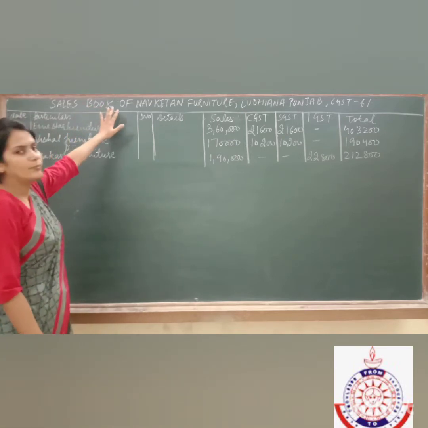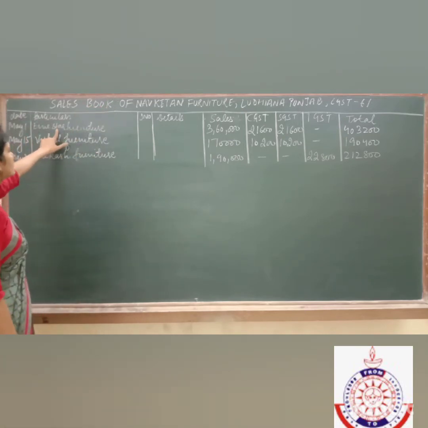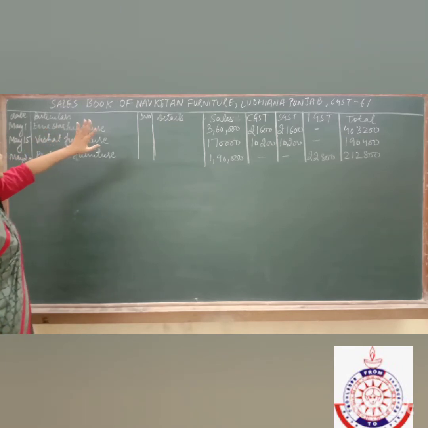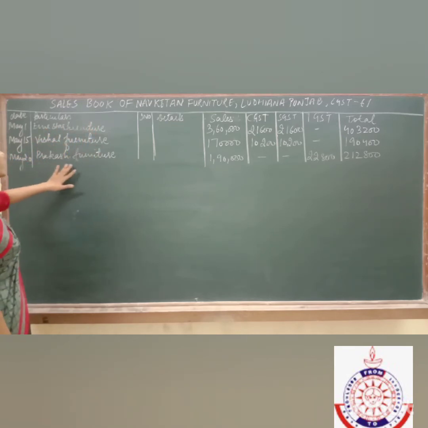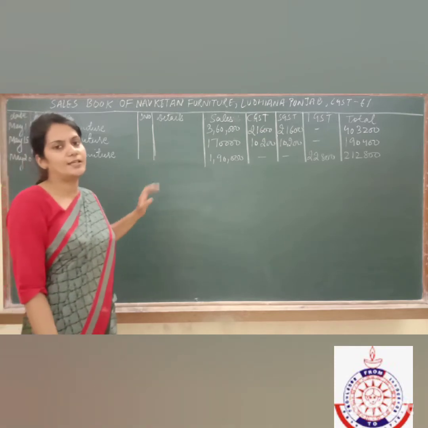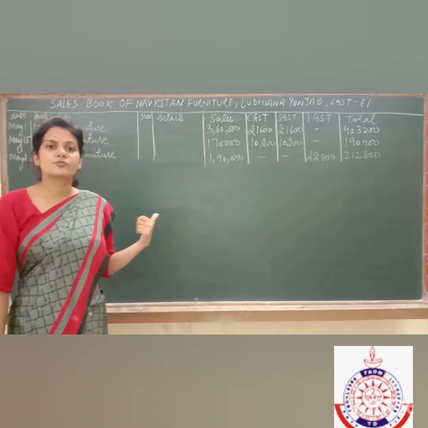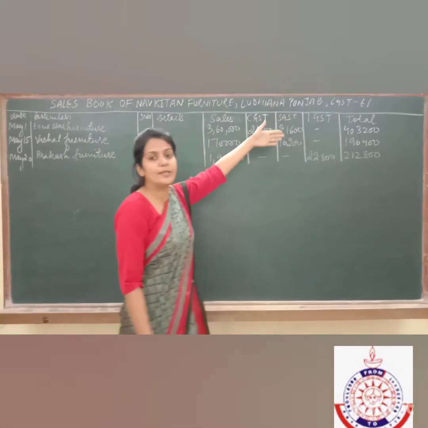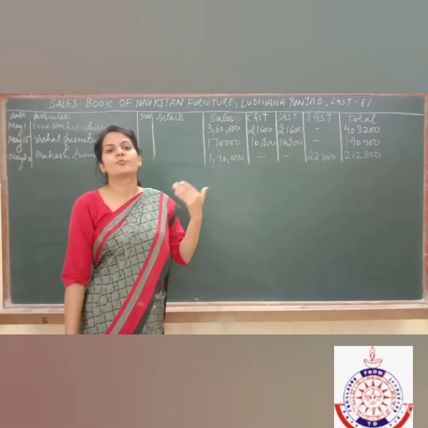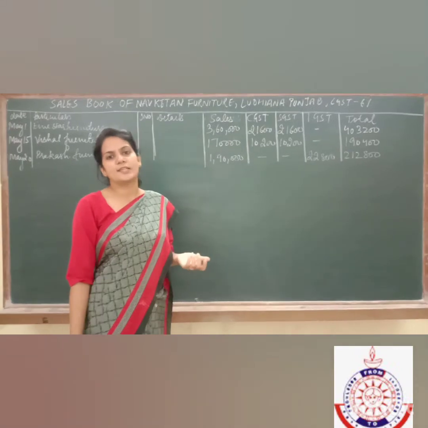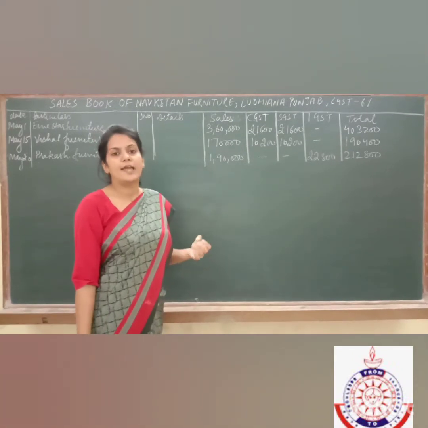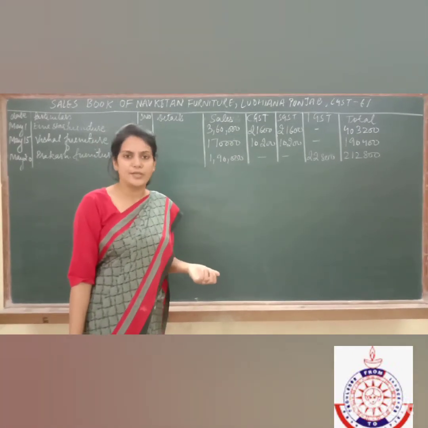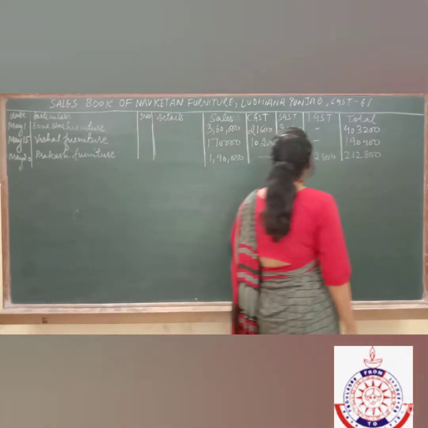First of all, sales book means that we must have sold goods to Five Star Furniture, to Vishal Furniture, to Prakash Furniture. It means that they are our debtors because we are selling goods to them on credit, and this CGST, SGST and IGST will be output CGST, output SGST, output IGST, because we are going to collect it and then we are going to give it to the government. Fine. So see what entries we have passed.